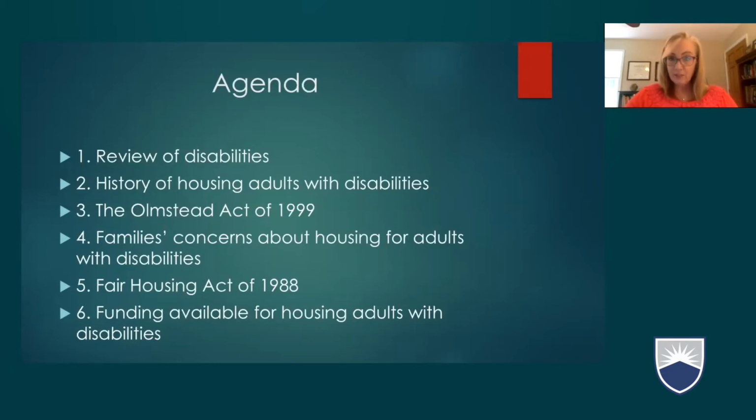We're going to move on to family concerns about housing for adults with disabilities. We're going to talk about the Fair Housing Act of 1988. And then we're going to take a look at funding that's available for housing adults with disabilities. But just so that you know, my expertise is in disability, it is not in finance. So I am your disability end here.